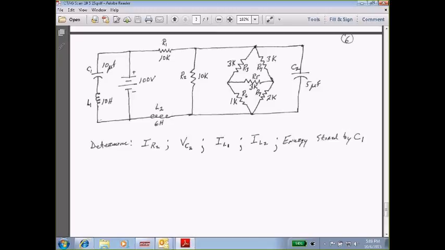Then we're looking for the energy stored by C1. The energy stored by C1 is equal to 1/2 times the capacitance value of C1 times the voltage across C1 squared. 1/2 times 5 times 15 squared. I come up with that being 562.5, and it would be microjoules because we have microfarads.